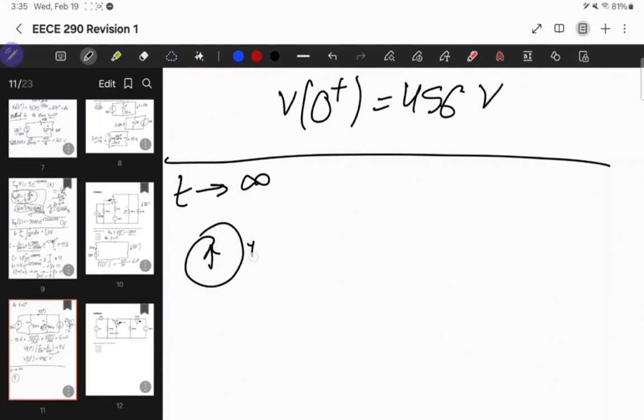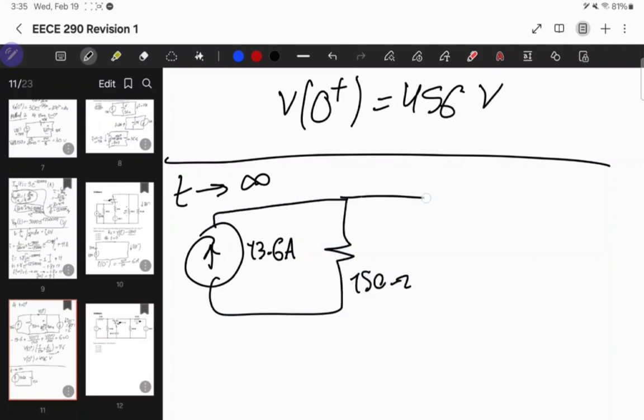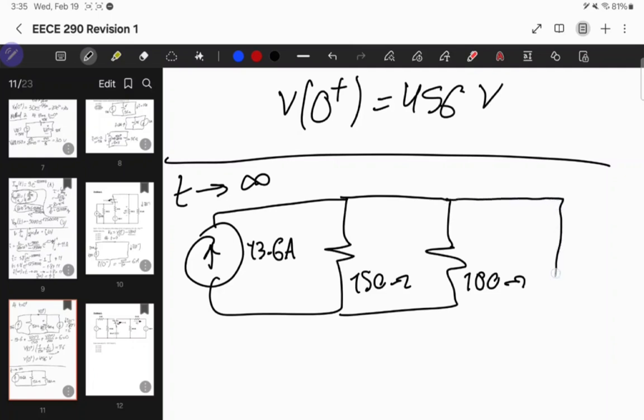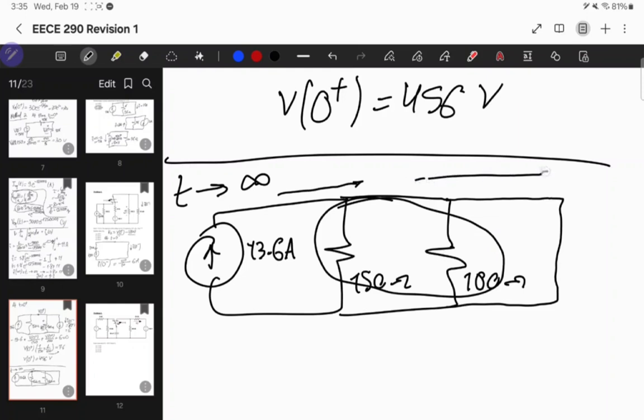We have this 13.6 amperes, 150 ohms, 100 ohm, and a short circuit in here, right? But this short circuit will absorb all the current, because the current will move like this and see an equivalent resistor in here, but will continue to the short circuit anyways.